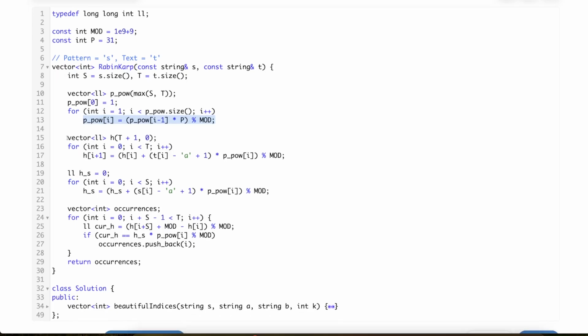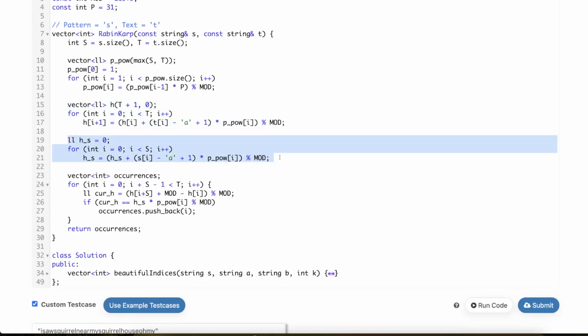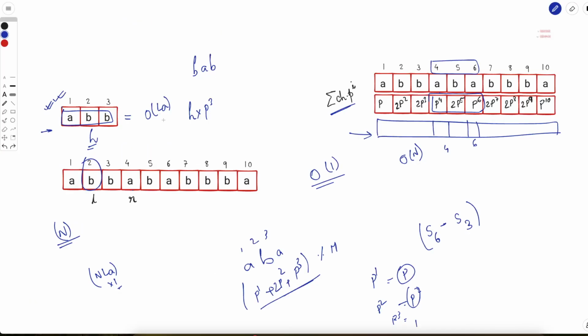Now once we have that, we simply figure out the hash of the given text. If you remember, we also have to keep the prefix sum. So h of I plus 1 is simply h of I plus this entire thing, where this is the character and this is the p power, right? Now once we have the hash and the prefix sum, we also figure out the hash of the given string s. This is the h in our explanation. Now we just have to figure out h dash for every index and match h and h dash.